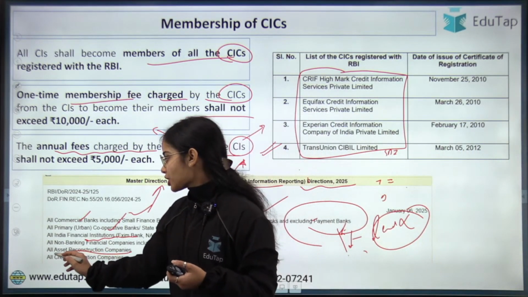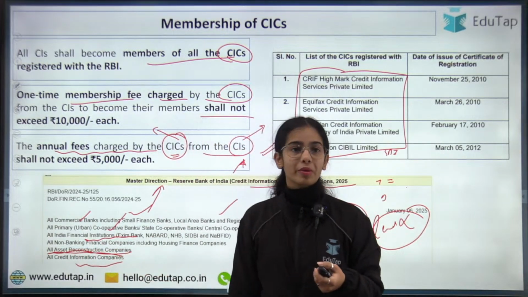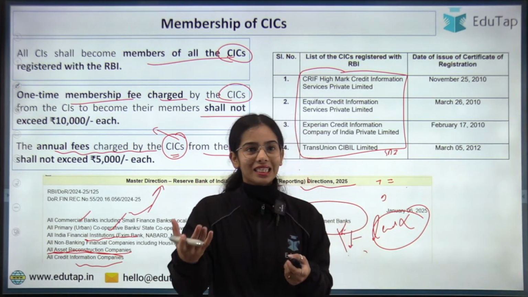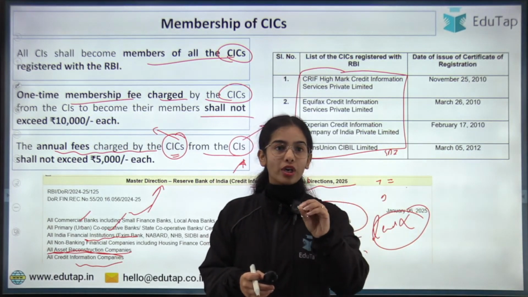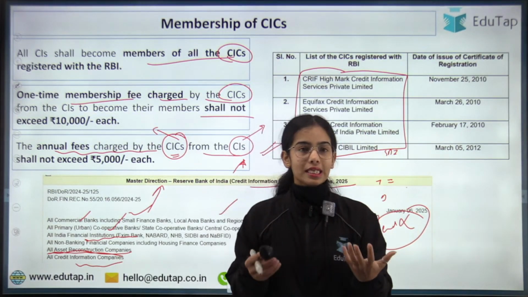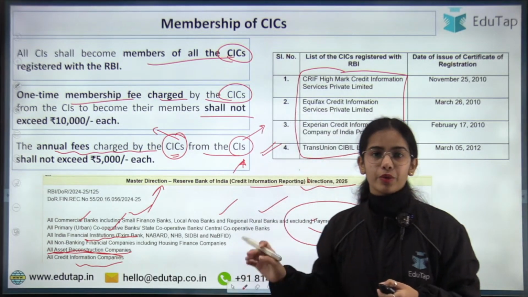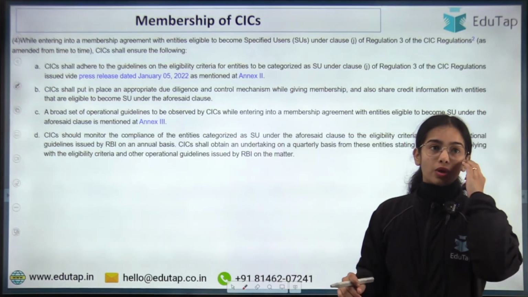All asset reconstruction companies are connected with non-performing assets. So they also have to provide the data on how many non-performing assets there are, and which borrowers are not returning the loan. So all these directions have to be provided. Okay. Yes. Now coming to next.